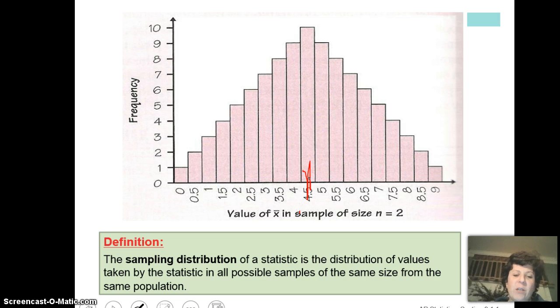So notice for every sampling distribution, we're going to have some sample size. Here our n was 2, but we could have done a sampling distribution choosing 3 numbers and finding their X bars, finding their means. The sampling distribution of a statistic is the distribution of values taken by the statistic in all possible samples of the same size from the same population. So these are all the possible X bars we could have gotten in this particular experiment.